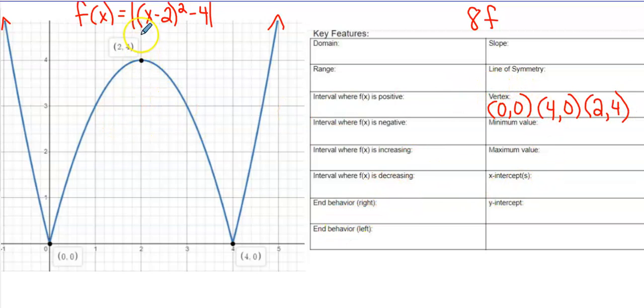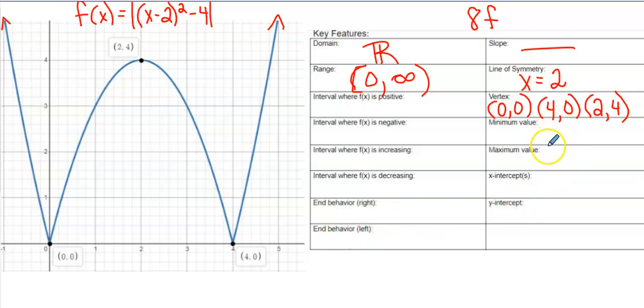There is a line of symmetry, and it's right here at x equals 2. So that does cut it in half, and the different sides are mirror images of each other. The slope, there is no slope on this one, and that's not even on your chart, so just draw a line there if you want to. Domain is still negative infinity to positive infinity, so it's still all real numbers. Range is from 0, that should be a bracket, 0 to positive infinity.